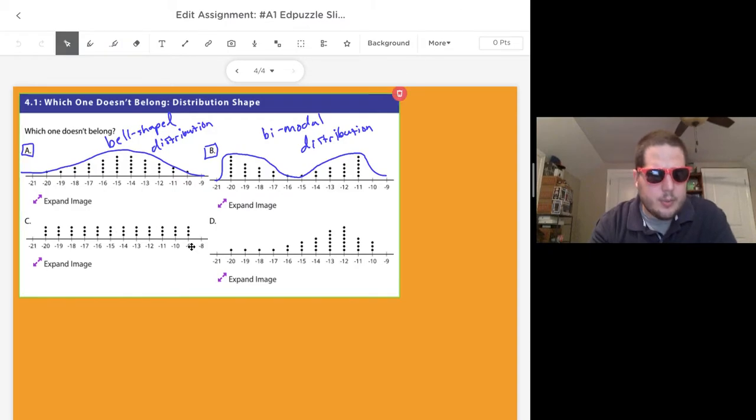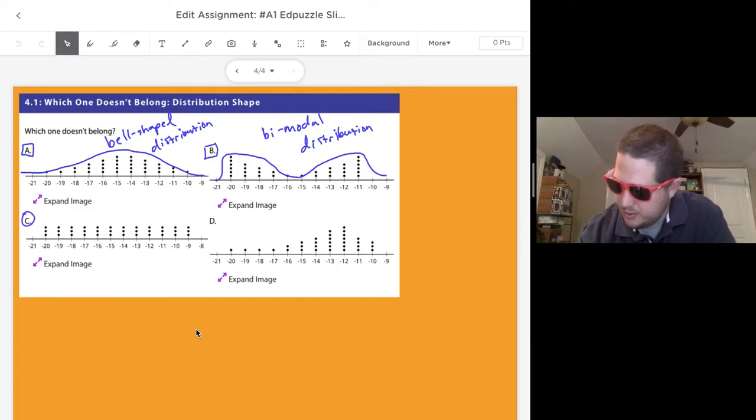All right, the next one. What do you think makes C look different than the other two? Take a second. Why do you think C looks different? Okay, so C looks different because all of the numbers have the same amount of data, right? So that's what we call a uniform distribution.